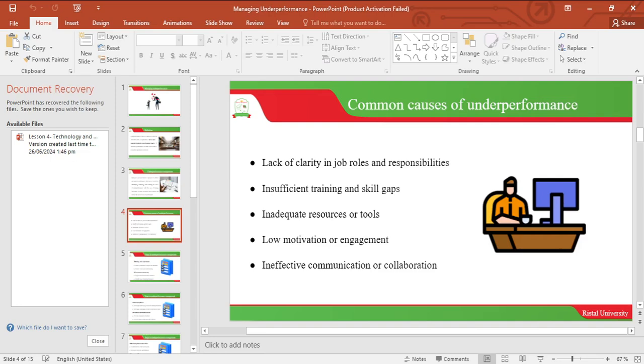And also collaboration or teamwork is very important. Don't let people work individually. In an organization, we are working as a team. We don't encourage individualism.